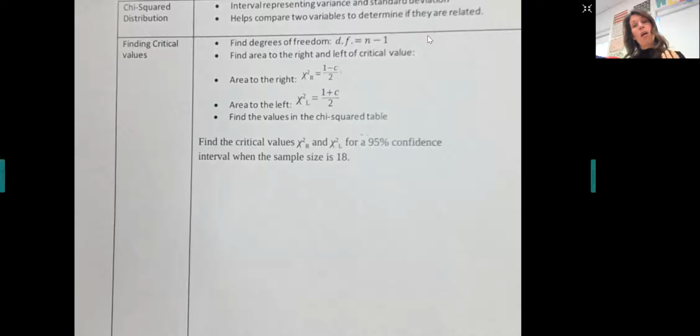So we find them all by doing the same type of thing, where we are finding a number that we are adding and subtracting from either our mean or our proportion, or in this case, our variance or our standard deviation. The first thing that we have to do is find our critical value.